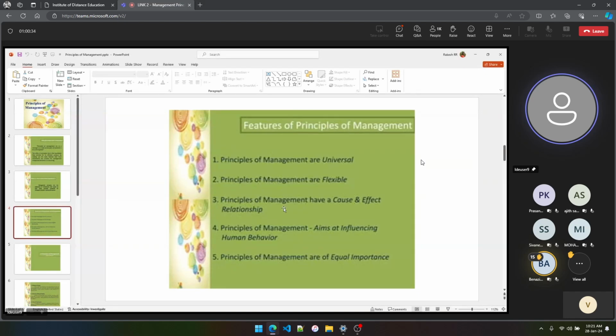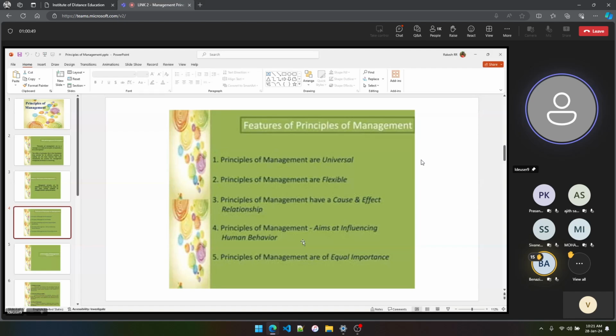Okay, I'm sorry if I'm using Tamil here and there. Okay, principles of management aim at influencing human behavior. So the basic and the ultimate focus of principles of management is to control people.